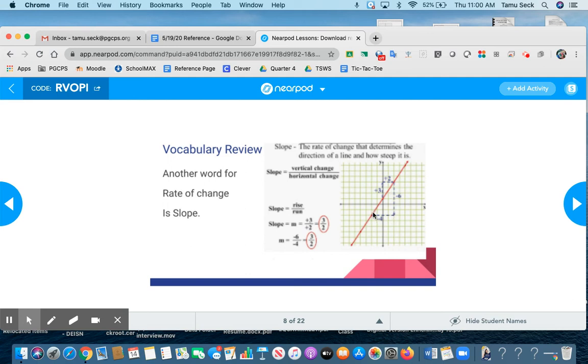To find the rate of change or slope from a graph, you draw a right triangle and you count the boxes and you find the change in y over the change in x.